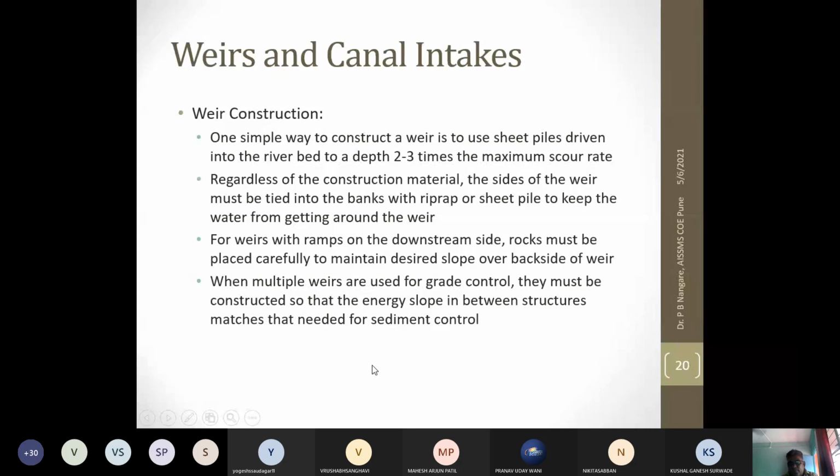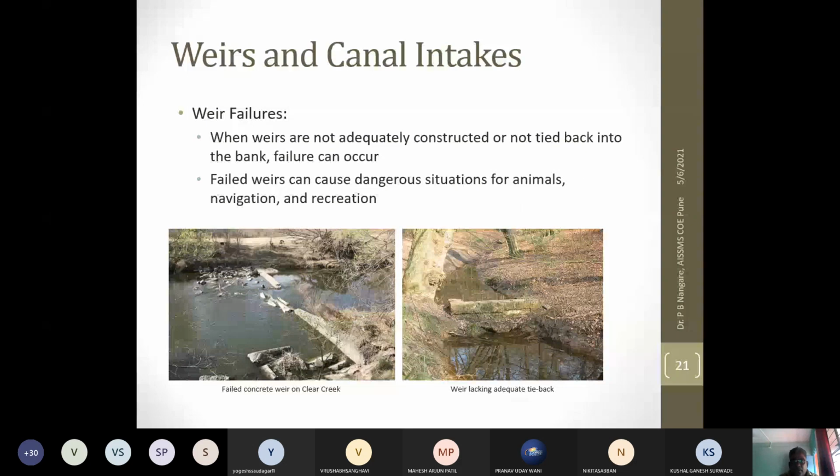Multiple weirs can be used for grade control. They must be constructed so that the energy slope in between the structures matches that needed for sediment control. So for sediment control, we have to utilize this type of weir.